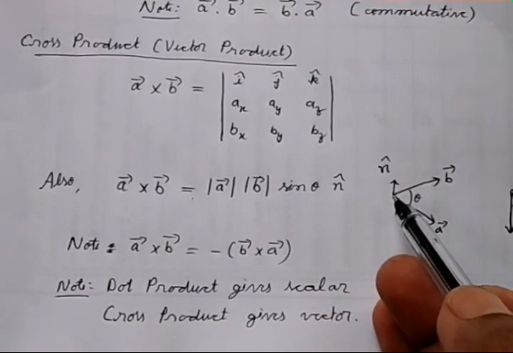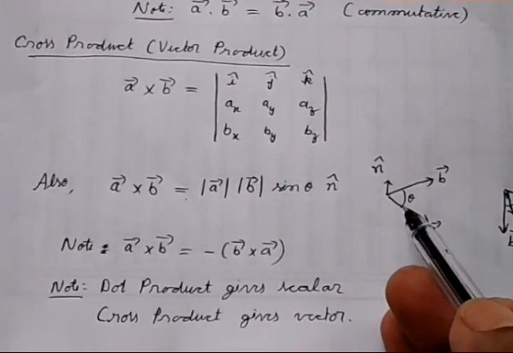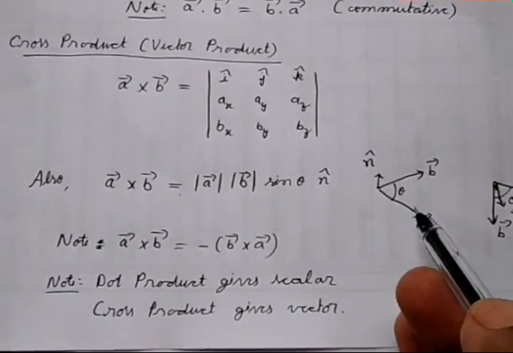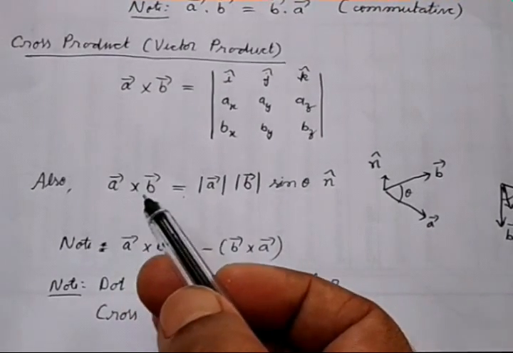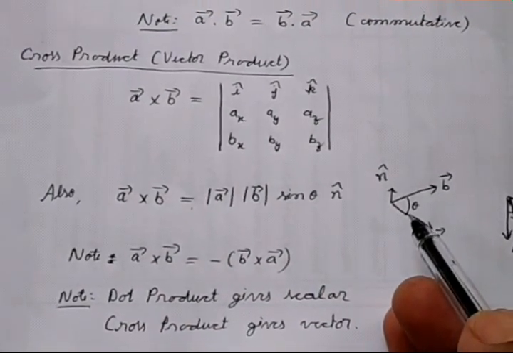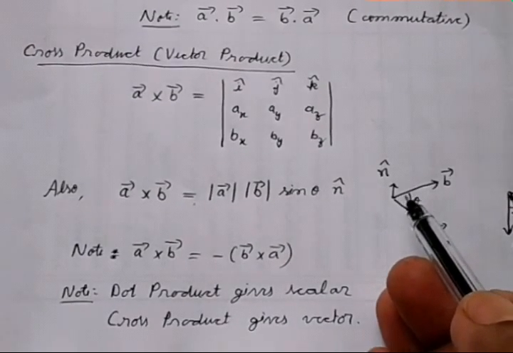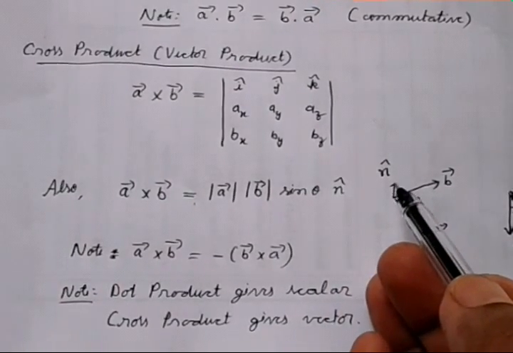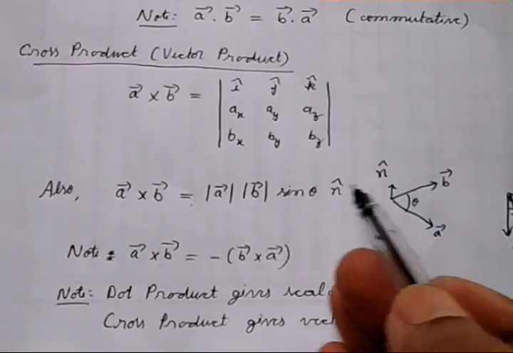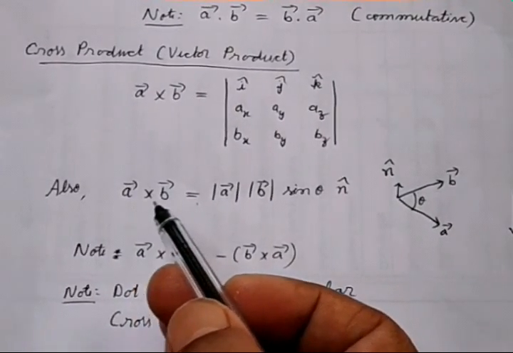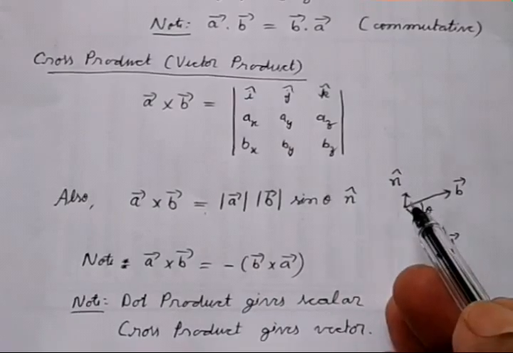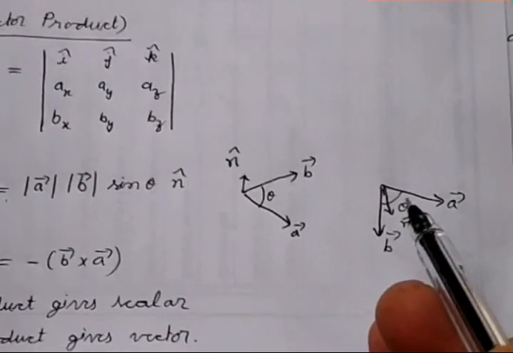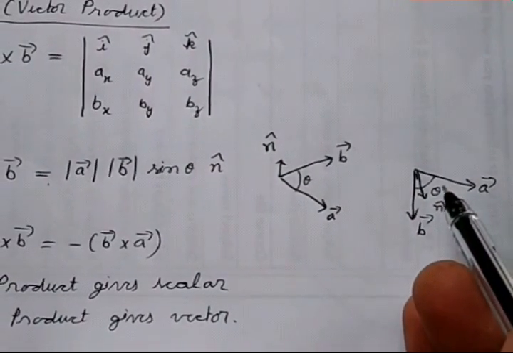That is obtained by the right hand screw rule. You have to take a screw and turn it from the direction A bar to B bar, because we are doing A bar cross B bar. So turn the screw from A bar to B bar. The direction in which the screw moves, that direction will be the direction of the unit vector n cap. So the resultant of the two vectors cross product, that is A bar cross B bar, will be pointing in this direction.